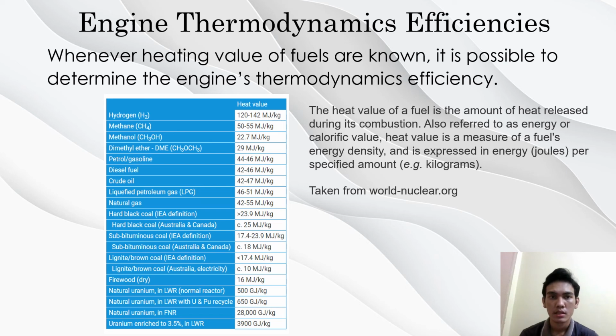From this slide, the engine thermodynamic efficiencies. Whenever the heating value of fuels is known, it is possible to determine the engine's thermodynamic efficiency. The table shown is taken from worldnuclear.org, where the heat value of a fuel is the amount of heat released during combustion, also referred to as energy or calorific value. Heat value is a measure of a fuel's energy density and is expressed in joules of energy per specified amount, for example, kilograms.